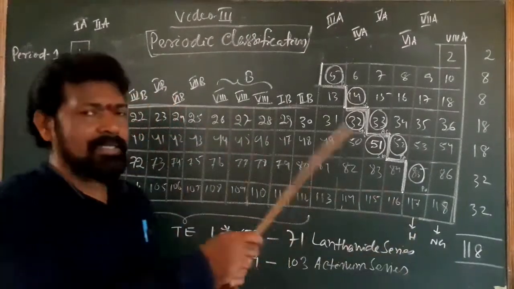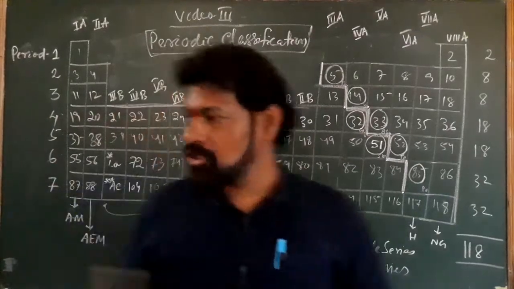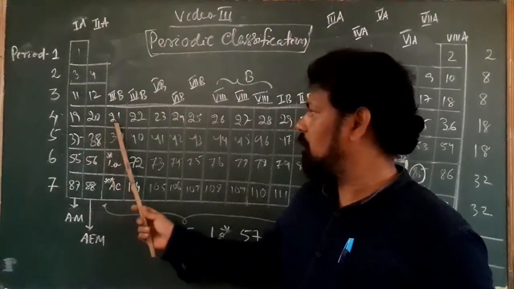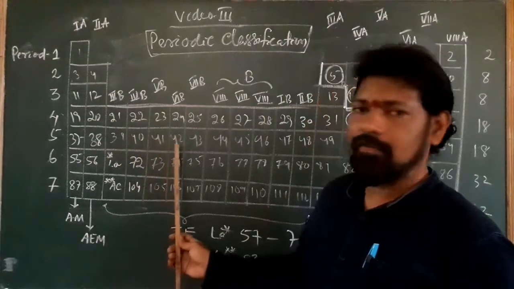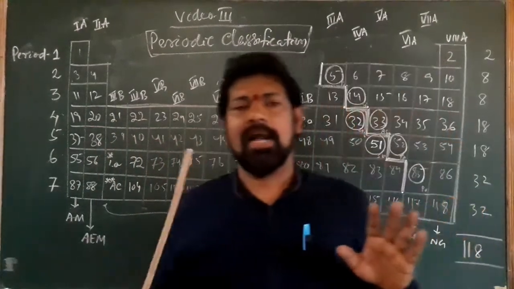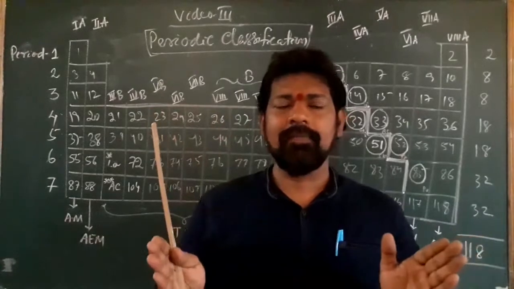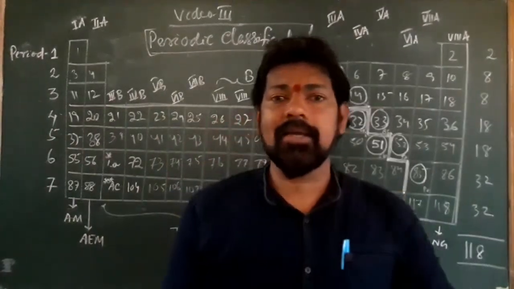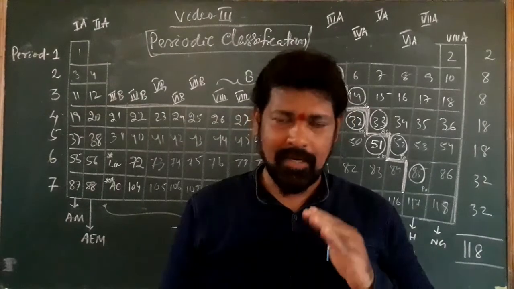And in which order is it arranged? That is in the increasing order: atomic number 19, 20, 21, 22, 40, 41, 42, 43. So all these 118 elements are arranged in a meaningful order. What is the meaningful order? That is the increasing order of the atomic number.